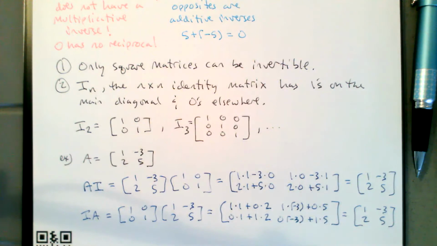So in this case, A times I was equal to I times A was equal to A. I is the identity matrix, because multiplication by I doesn't do anything. That's what a multiplicative identity does. When we multiply by the multiplicative identity, nothing should happen.